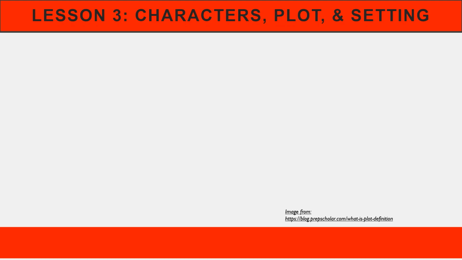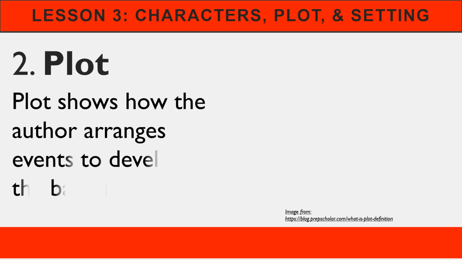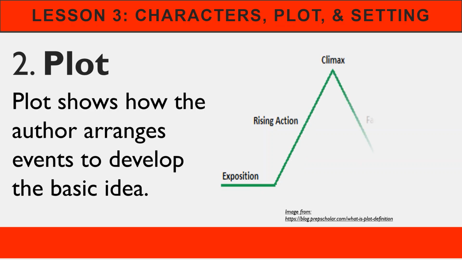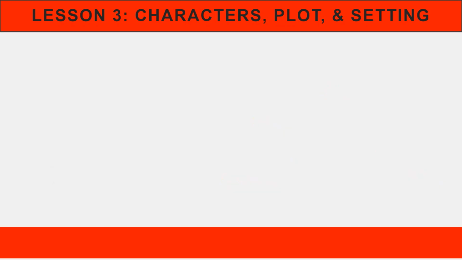Number 2 is the plot. Plot shows how the author arranges events to develop the basic idea. Plot also refers to the sequence, series, or arrangement of events in a story. There are 5 essential parts of a plot as illustrated in the diagram: exposition, rising action, climax, falling action, and resolution. Let us discuss it further.